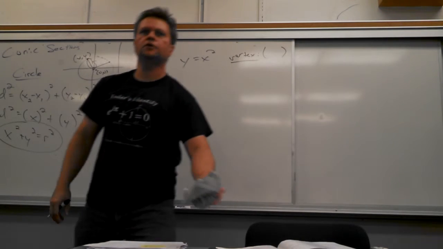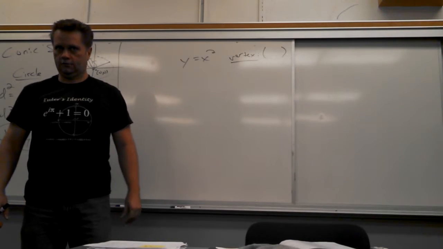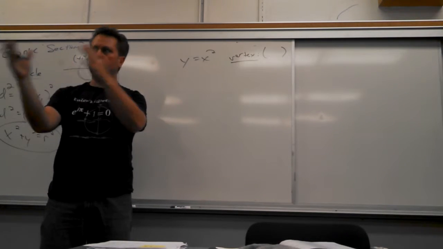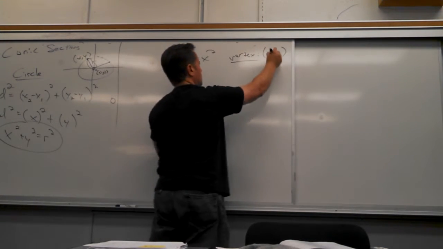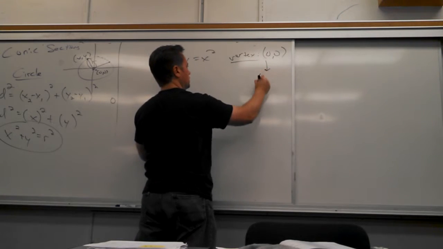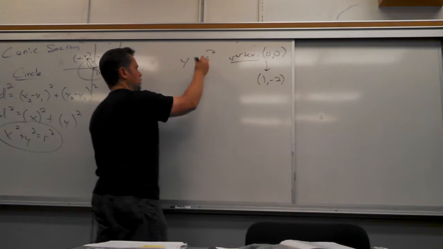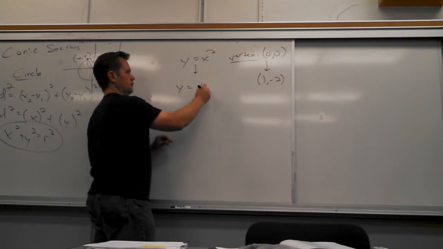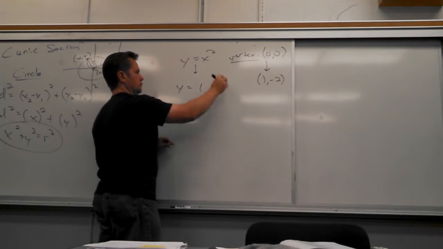Vertex is a point. 0, 0. If the vertex is at 0, 0, that's the unshifted parabola. If I wanted the vertex to be at the point 1, negative 2, how would I change the formula? Let me help you out a little bit.